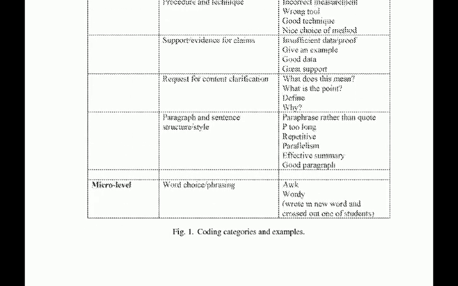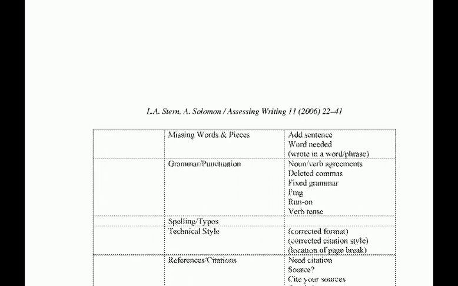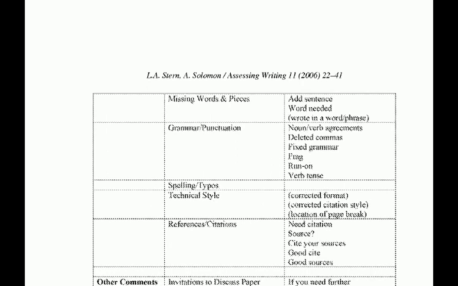But let's go down to the last, the third category. The micro level had to do with word choice, phrasing, had to do with missing words and pieces, grammar and punctuation, spelling, etc. They also talked about references and citations being in the micro level issues.